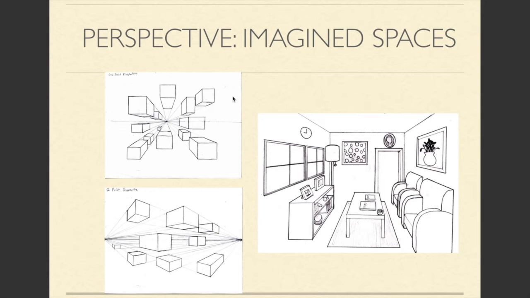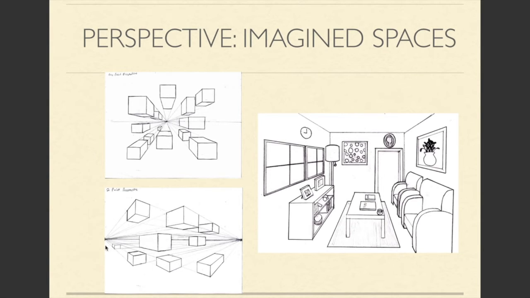Okay, and this is what we've been working on. We've been making these cubes. We're making these imaginary spaces. Okay, this one's done in 1 point perspective, so you see its edges all go to one place. Over here is 1 point perspective, and this is 2 point perspective.